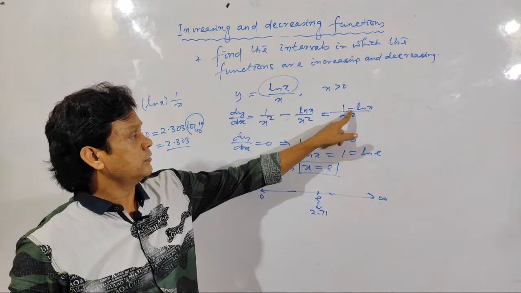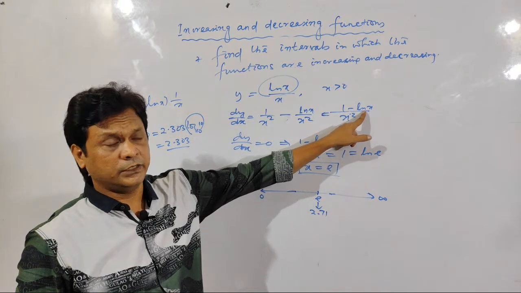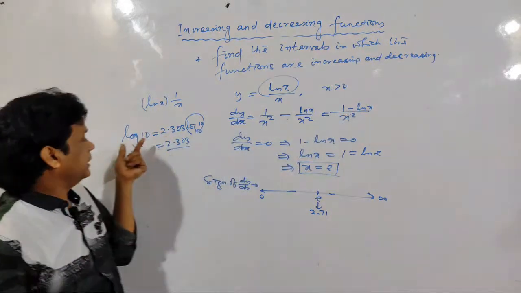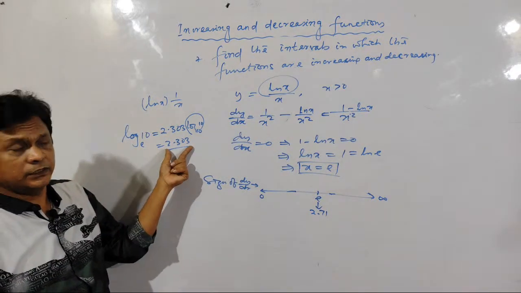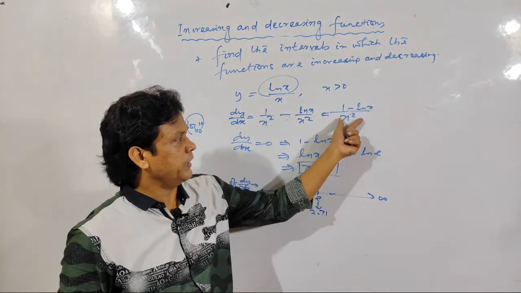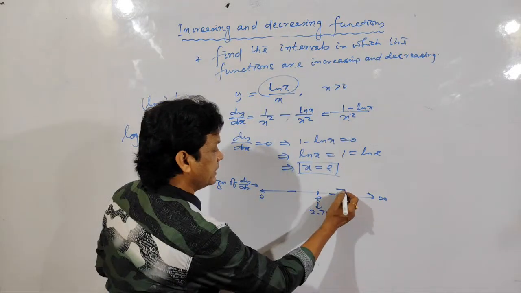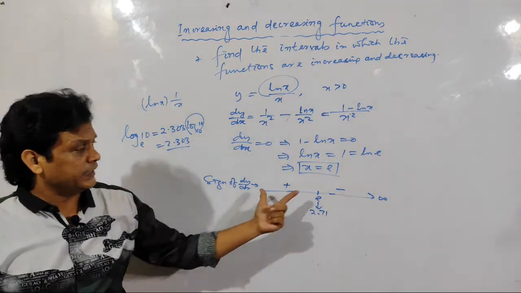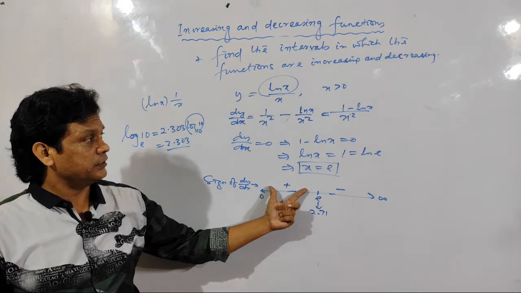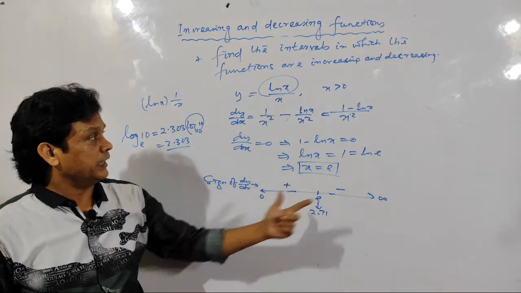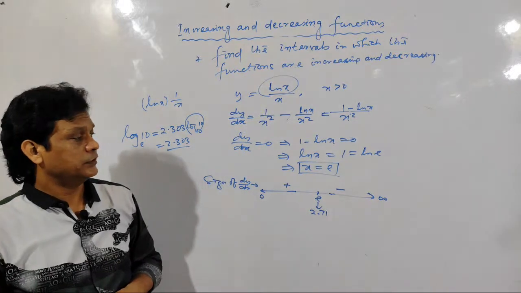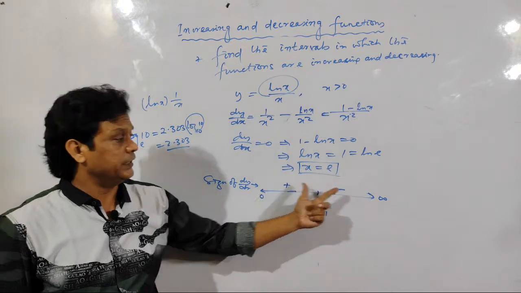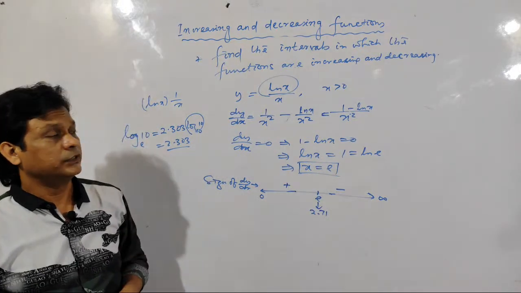So 1 minus 2.303 by 10 square. Because ln 10, already I have written, is 2.303. So 1 minus 2.303 divided by 10 square is negative. So since this is negative, this will become positive. That means in this interval it is positive, and in this interval it is negative. That means in this interval it is increasing, in this interval it is decreasing. Clear?